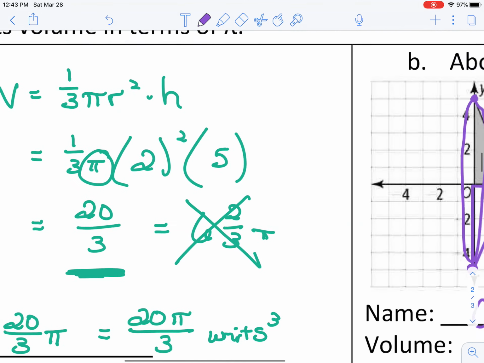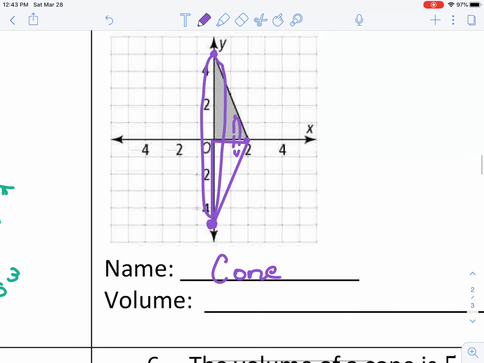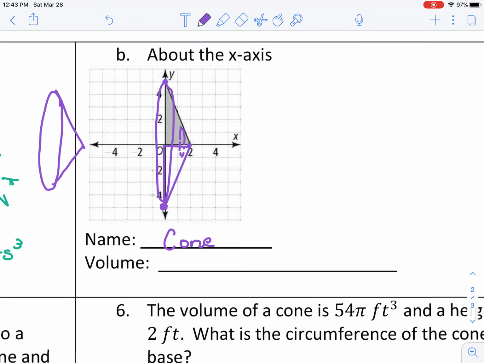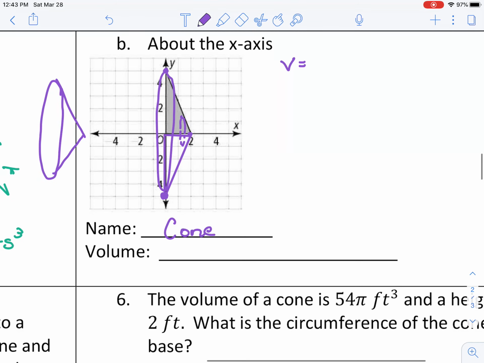This one looks like the traditional, standing up type of cone. This one looks like a weird flat type of cone that was flipped sideways. So the circle is kind of standing up on edge, and then it's pointing out to the side. It is still a cone. We'll still use 1/3 pi r squared h.